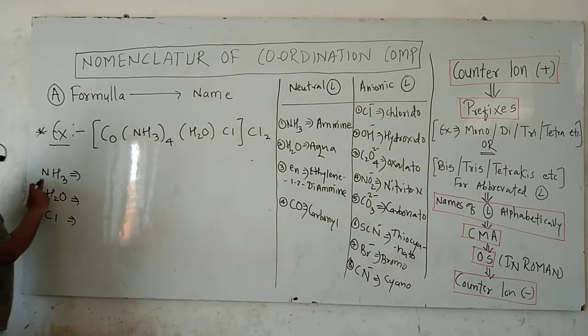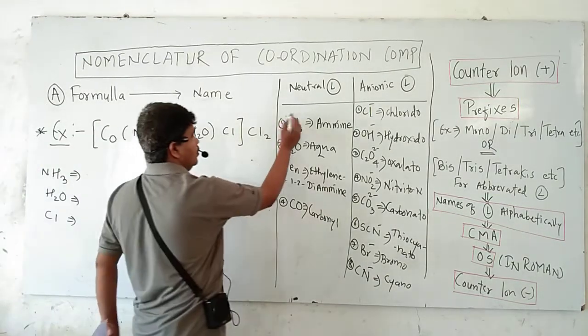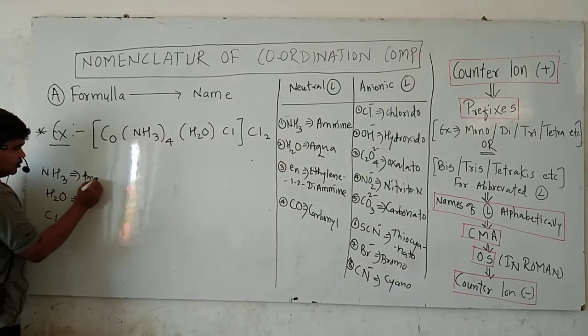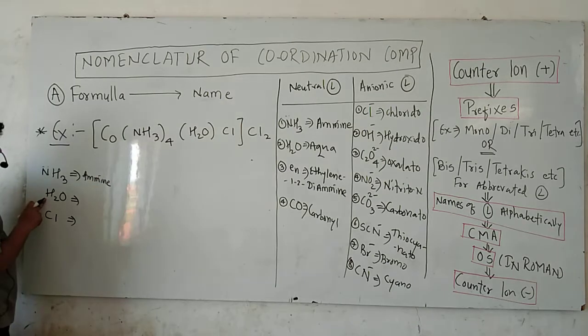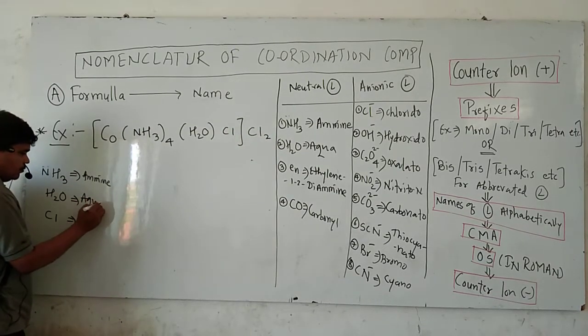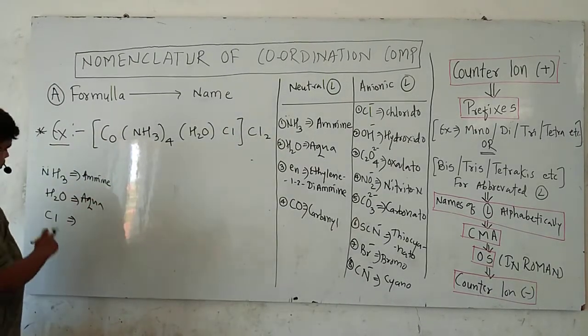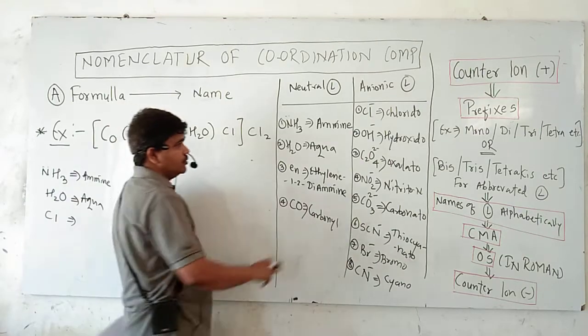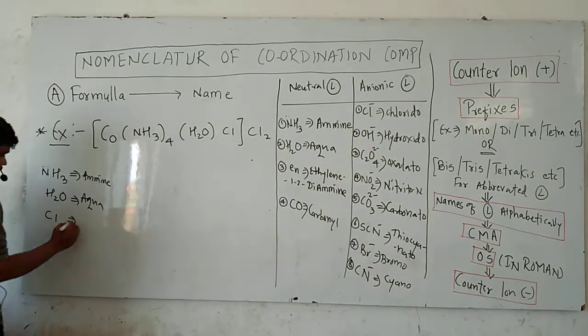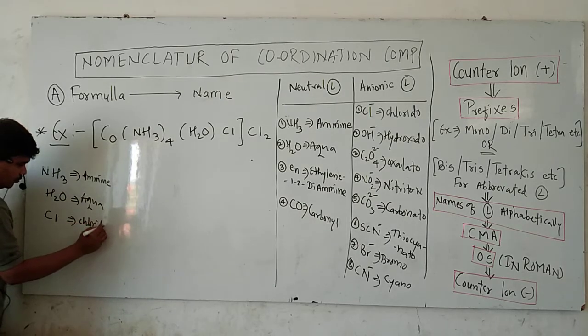Now NH3. NH3 means what? Amine. So NH3 means amine. H2O means aqua. Then Cl means chlorido. So Cl is nothing but the chlorido. Okay.